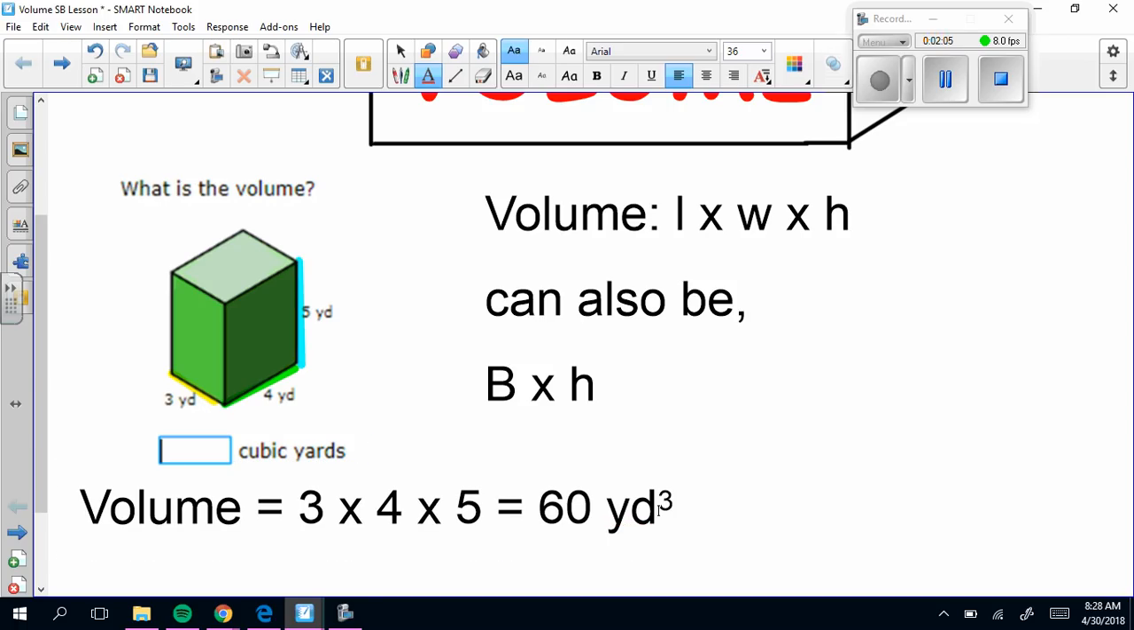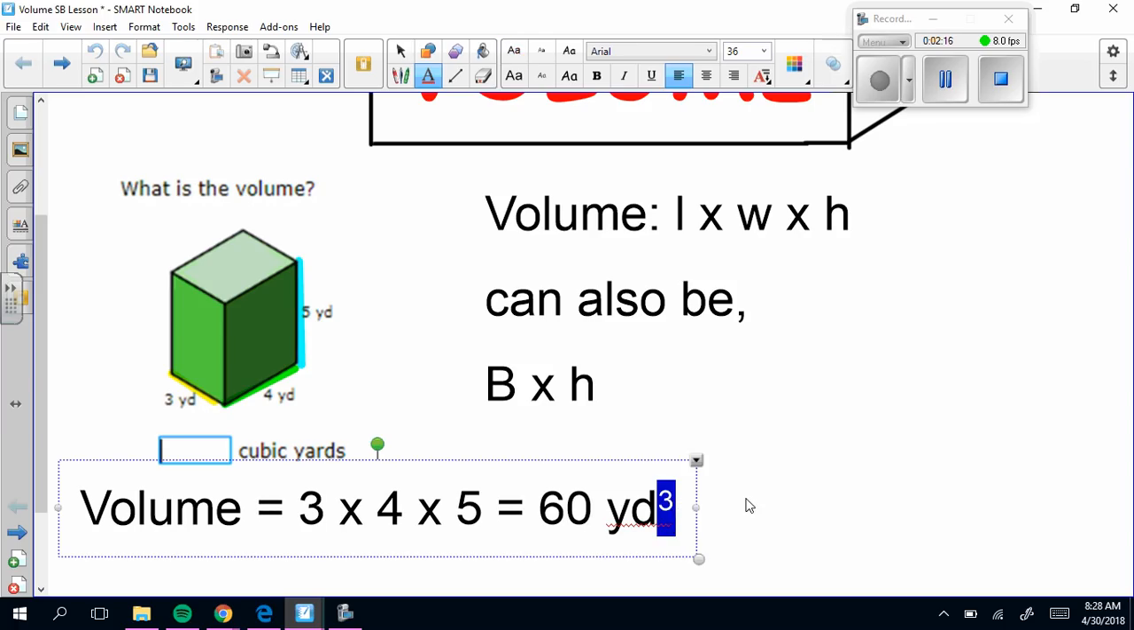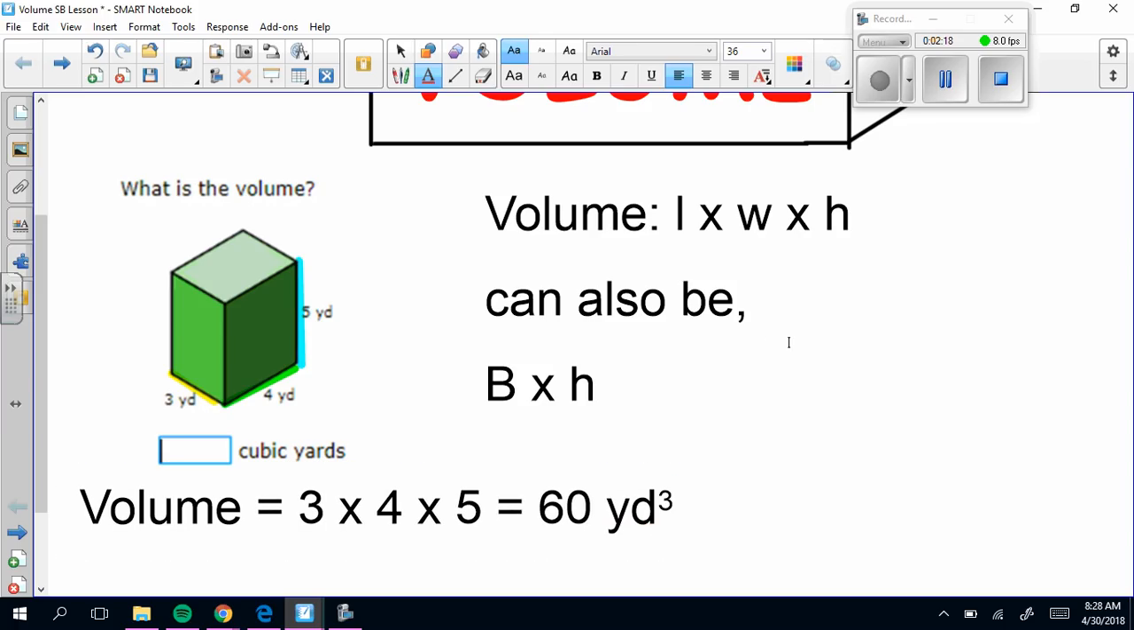Now, because it's cubed, you can think about it this way. Volume is a 3-dimensional shape. It's not 2D, it's not flat like area. So to think about it, it's always cubed, raised to the 3rd power.